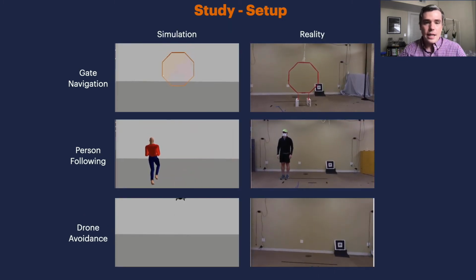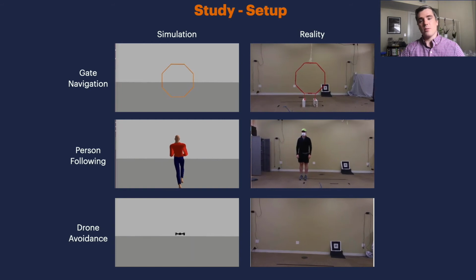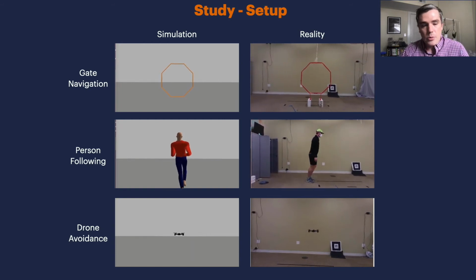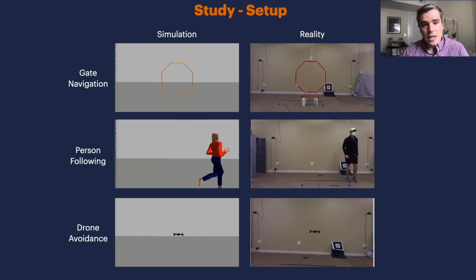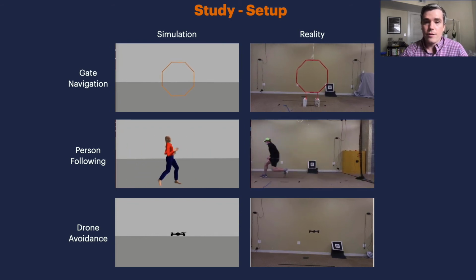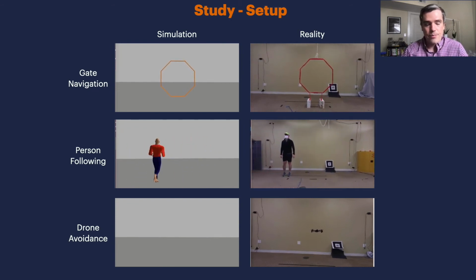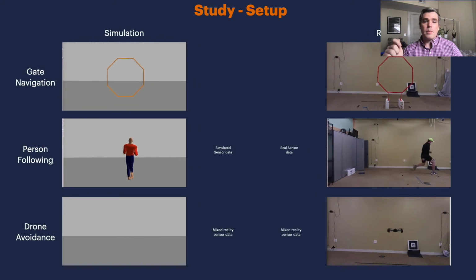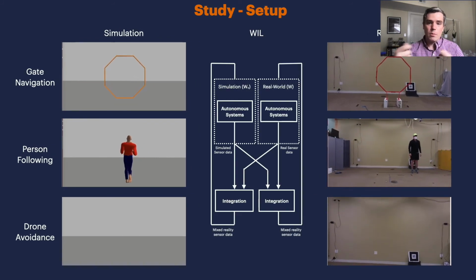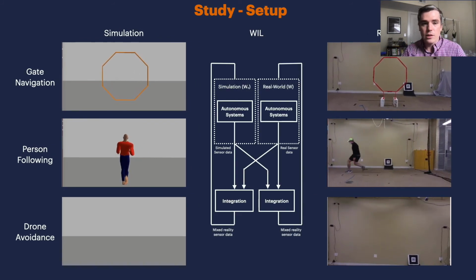So here you can see the camera data from each of the scenarios in simulation and reality. The top row is gate navigation, the second row is the person following, and the final row is drone avoidance. And then by combining parts from each of them, we could create a mixed reality using world-in-the-loop simulation.